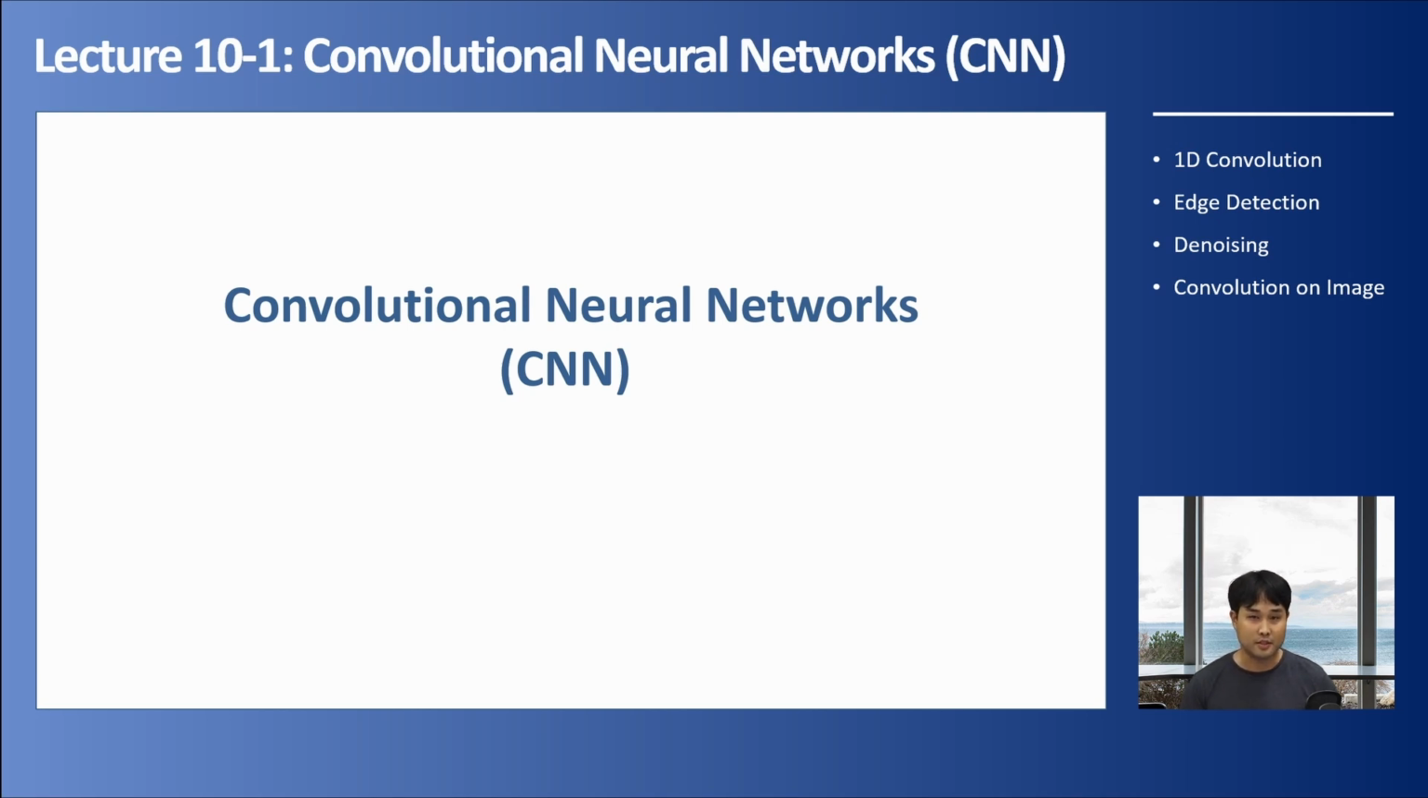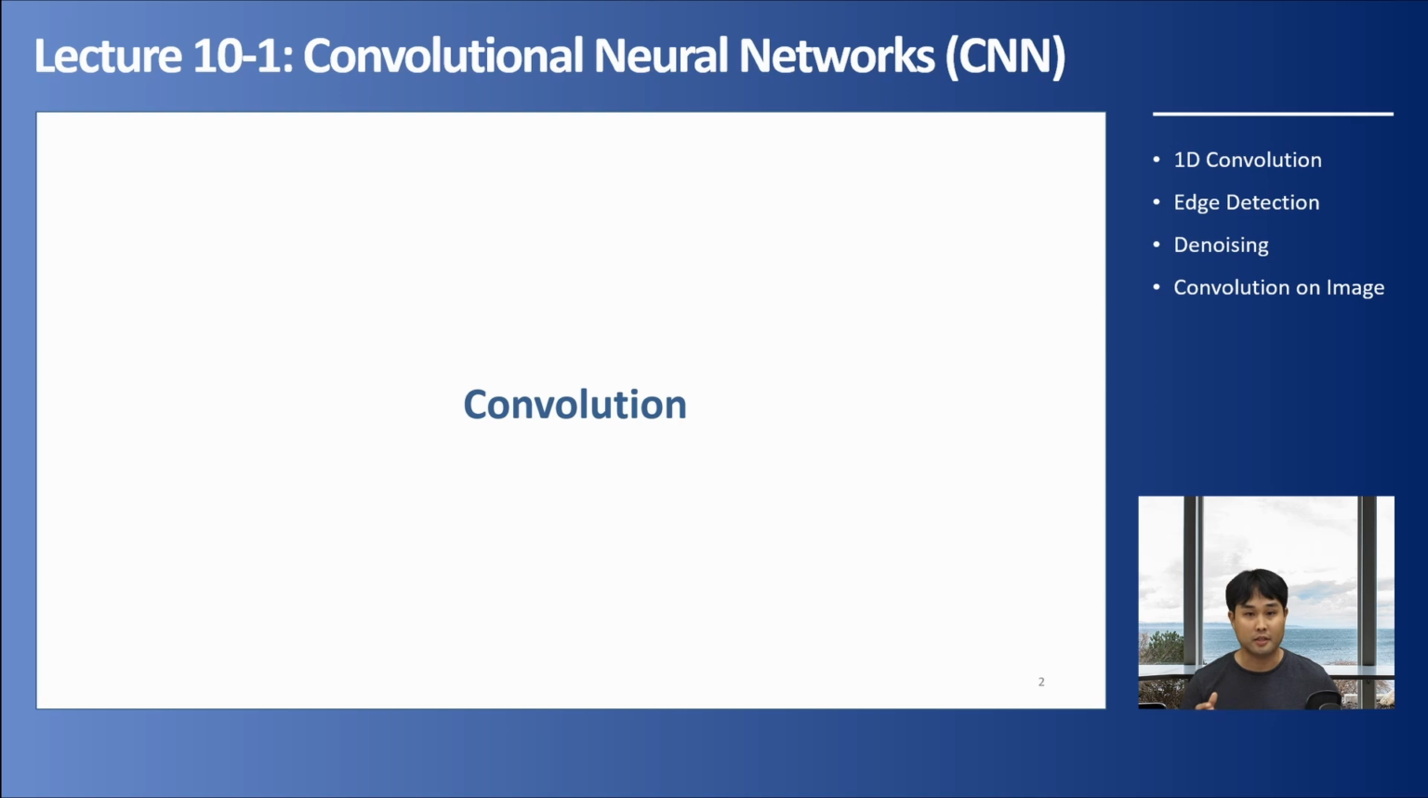Now, CNNs are considered to be one of the most representative models, especially in deep learning, and have been considered a foundational model, especially in computer vision and AI-powered applications. So before we learn about what a CNN is, let's take a look at what the meaning of convolution is.